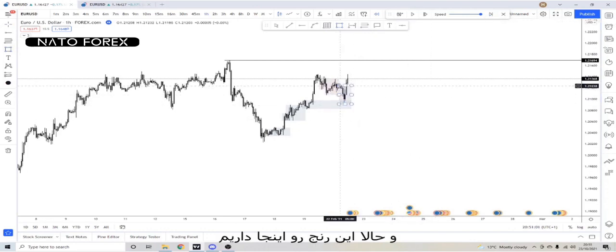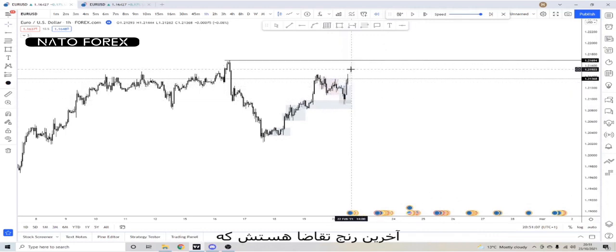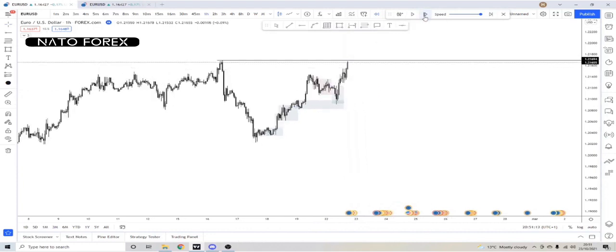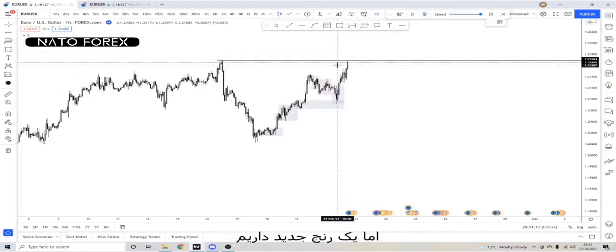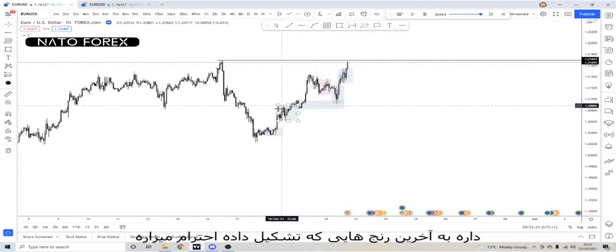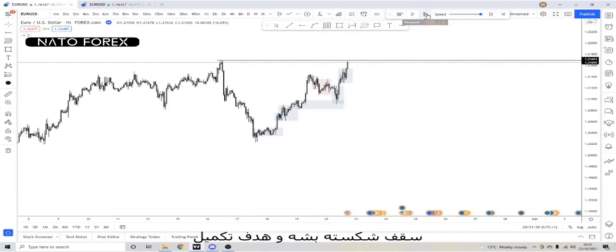Now we have this range here. This is now our last range, our last demand range now to make higher prices. Price doesn't come back into there, leaves it unmitigated. But now we have a new range. We're still respecting every single recent range until our high is taken out, our objective complete.